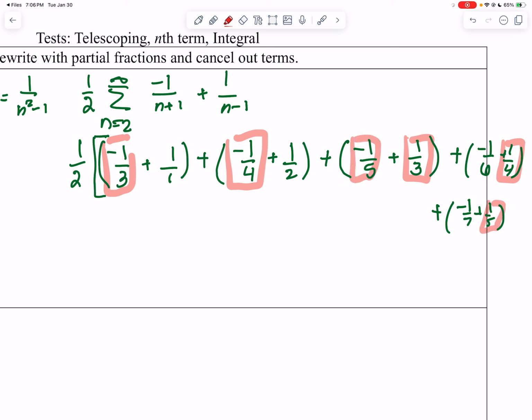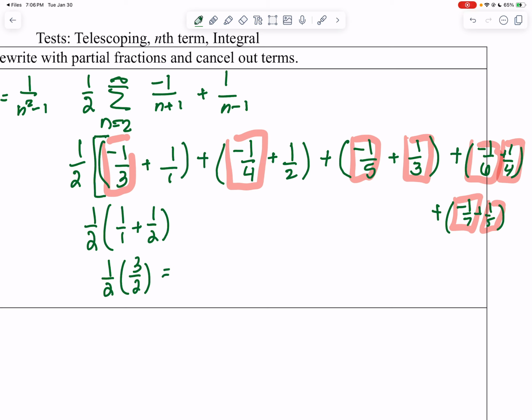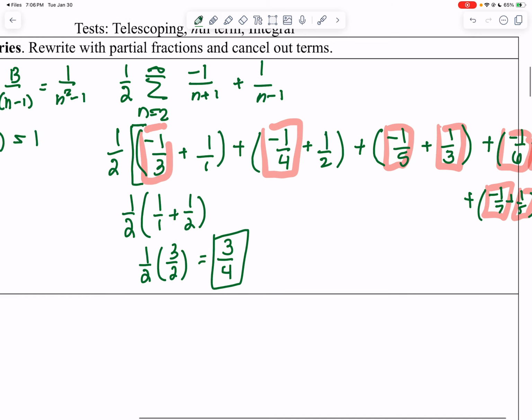The pattern is going to continue. So the 1/6 is going to eventually cancel out, and then the 1/7 is going to eventually cancel out. And the only thing that hasn't been canceled is the 1/1 and the 1/2. So this is going to be the same thing as 3/2. And then I still have that 1/2 left over from my A and B that I took out, which means that this series will converge to 3/4.